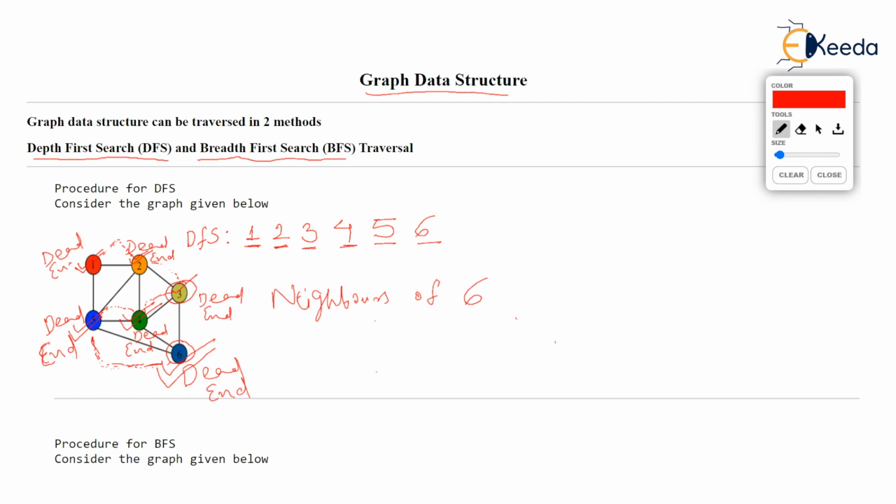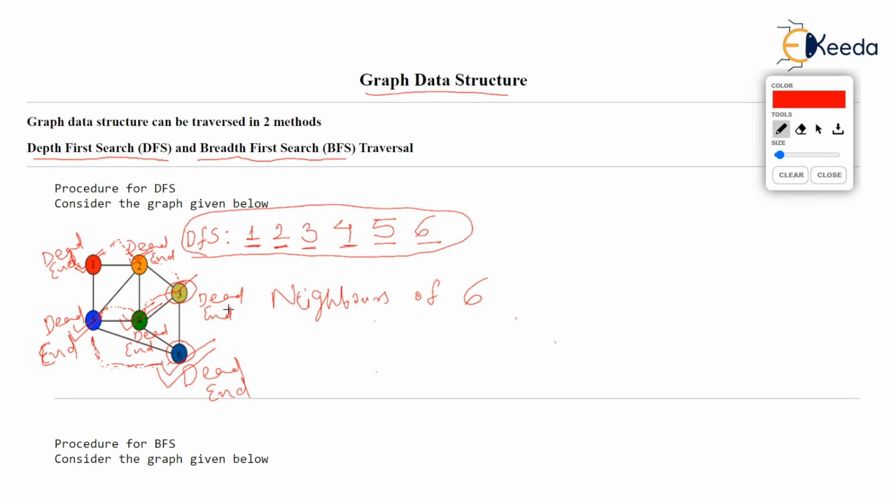And if 1 is a dead end, and you remember the process started at 1 and 1 itself is a dead end, then DFS halts. So the output of this DFS is 1, 2, 3, 4, 5, 6.